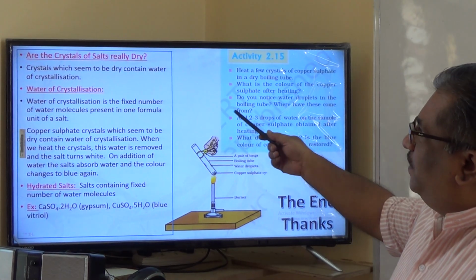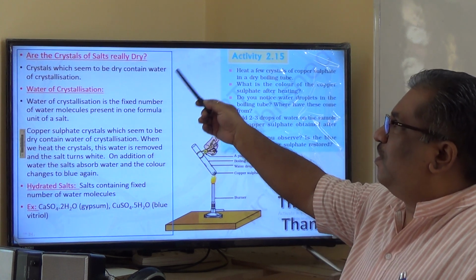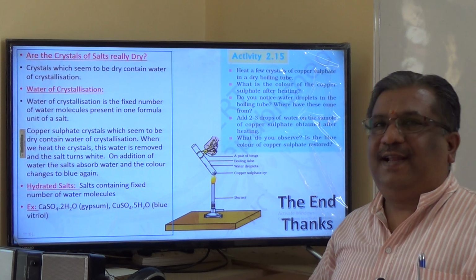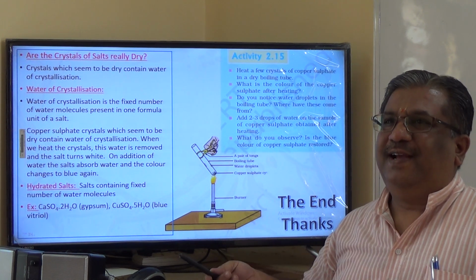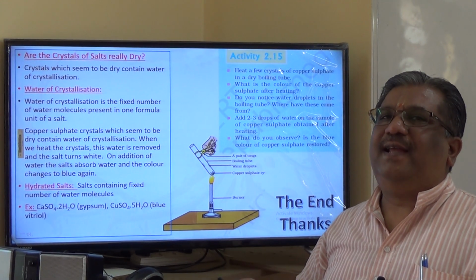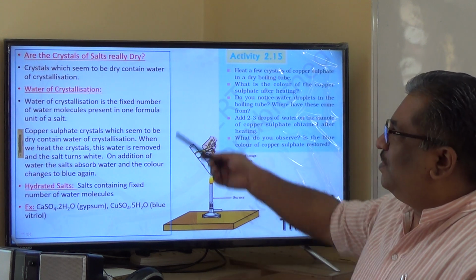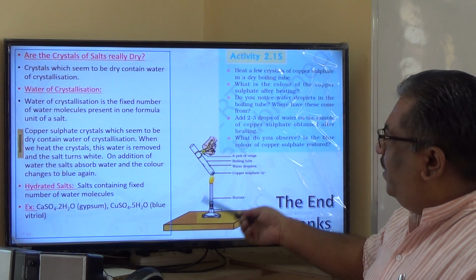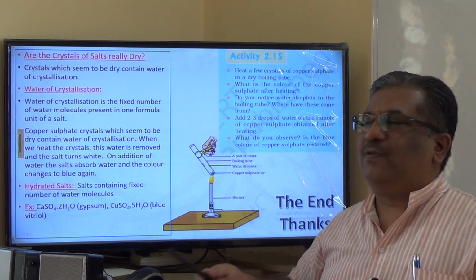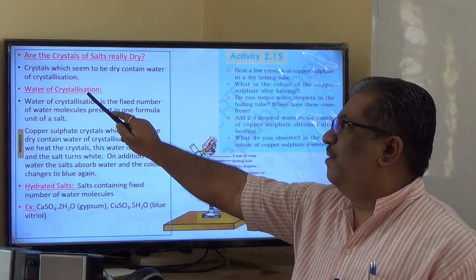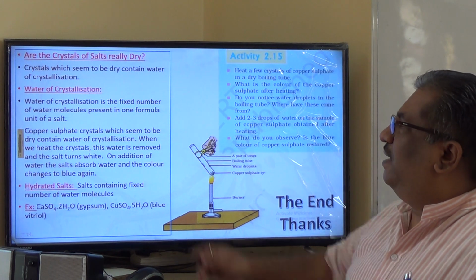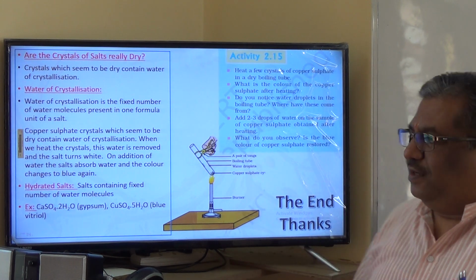Here is the end of the section. Are the crystals of salts really dry? Isn't it the same question? Crystals are really dry only, but how do they become dry? By absorbing a fixed number of water molecules, they become dry, and then they are in the form of crystals. So this small experiment is given, which I have already explained to you. If you want, you can note it down, or at least you should note down the definition of water of crystallization out of this experiment. This is the activity which I already discussed, and here we complete the chapter.